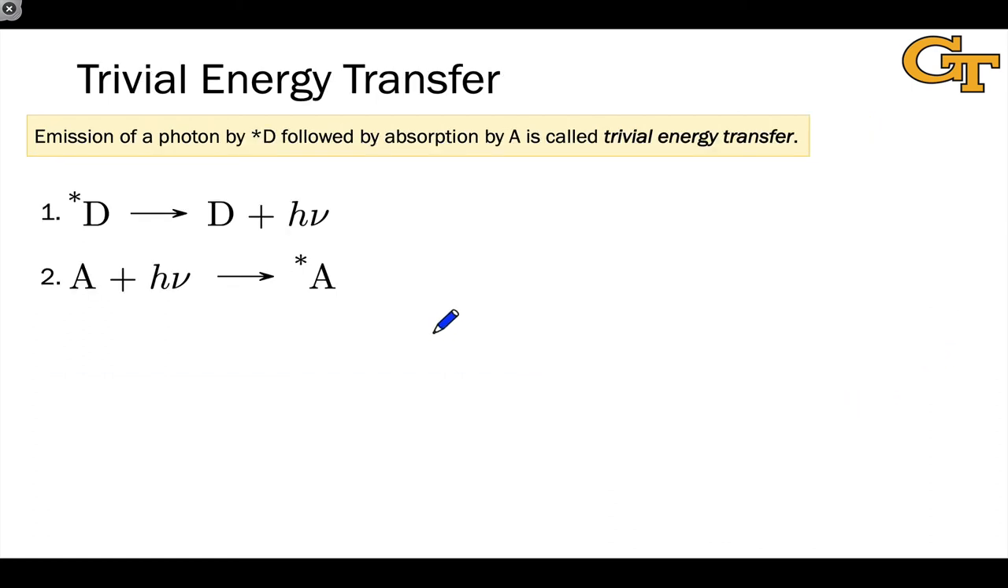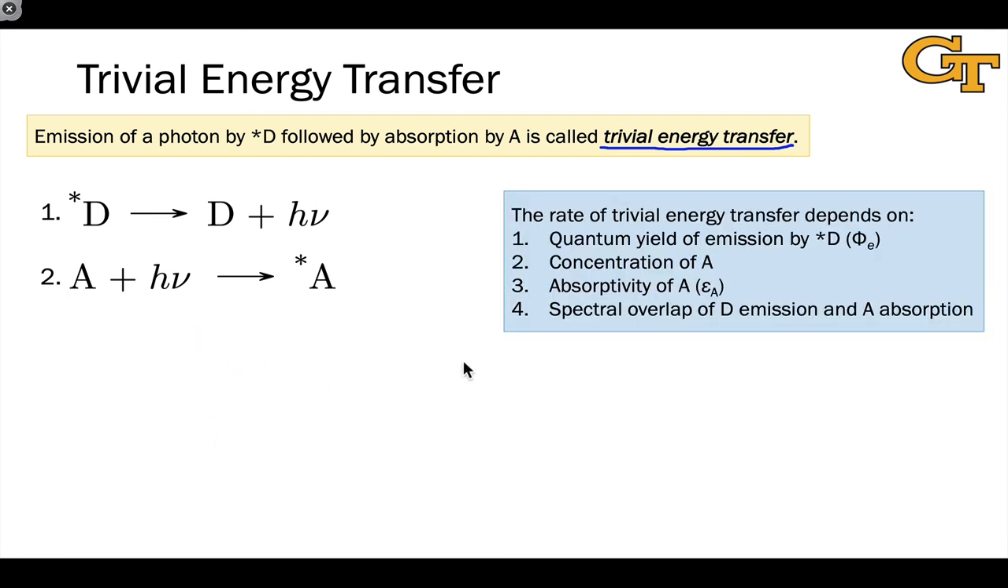Let's finish off with a brief discussion of trivial energy transfer. This is the process of an excited state emitting a photon, D star going to D and emitting a photon, and that photon being captured or accepted by A in the same solution to form A star. And this is called trivial energy transfer. Why is it called trivial energy transfer? Well, in my mind, it's called this because this process can be completely broken down into a radiative transition in D and a radiative transition in A. And it is nothing more than that, right? There's nothing fancy about this. It is simply, say, fluorescence of D and singlet absorption of A.